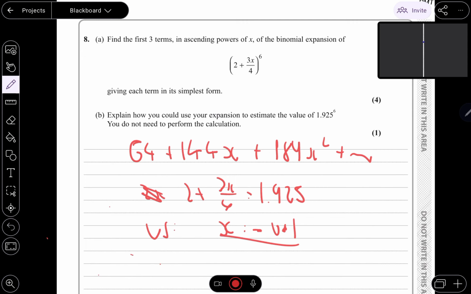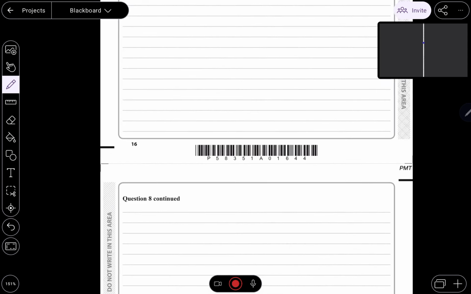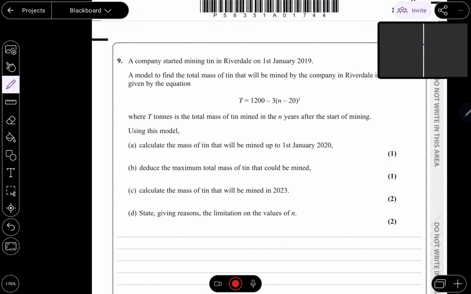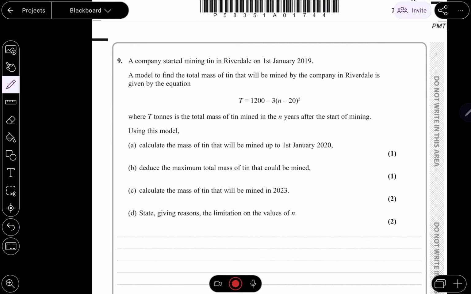That'll be fine. Next one. This one here. Okay, so we've got some equation that calculates the mass. Is that the starting number? Nope, that's when n is 1. So we do 1200 minus 19 squared, 117, apparently. I really hope my phone got that right. Next one, deduce the maximum total mass that could be mined. Well, that happens when you make it 0, so it's going to be 1,200.